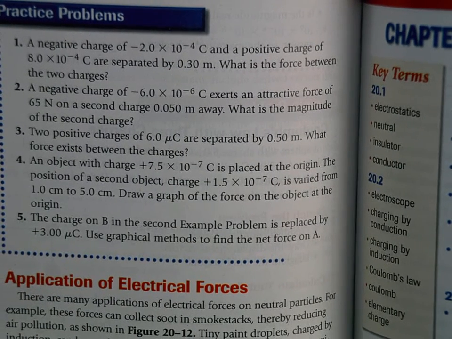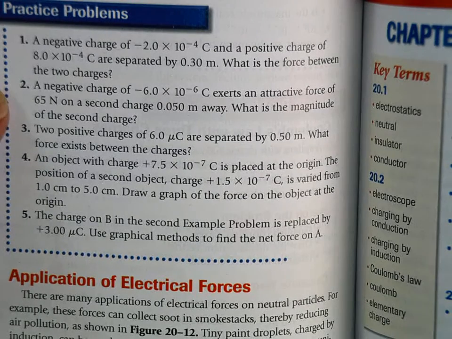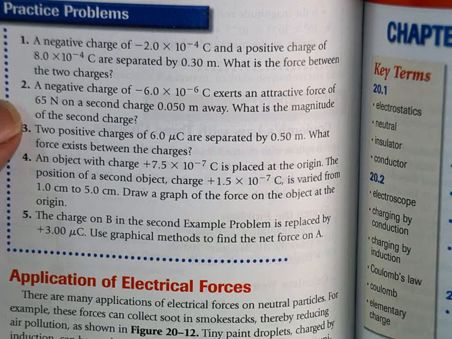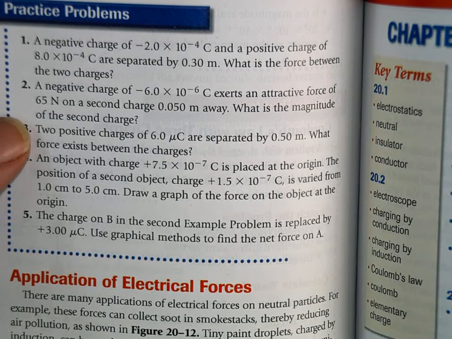So there's number 2. And it says a negative charge of negative 6 times 10 to the negative 6 coulombs exerts an attractive force of 65 newtons on a second charge that's 0.050 meters away. What is the magnitude of the second charge?